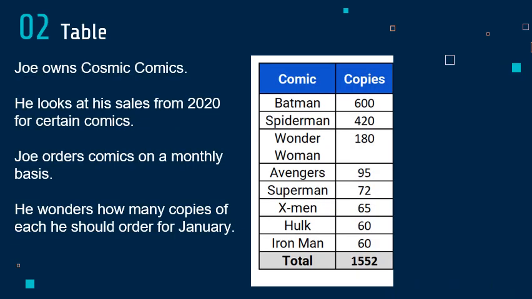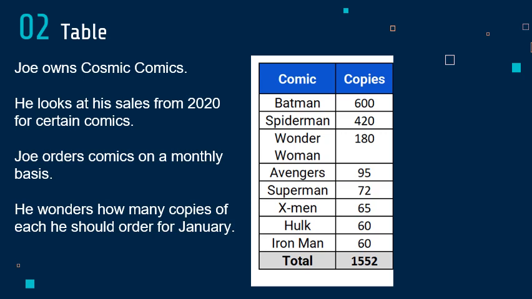Okay, let's look at a table now. So we've got Joe, who owns Cosmic Comics, and he looks at his sales for 2020 for certain comic titles. He has to order the comics on a monthly basis, so he wonders how many copies of each he should order for January. So here we've got the table, and we've got Batman, where 600 copies were sold in 2020, Spider-Man, there were 420, Wonder Woman, there were 180, and so on.